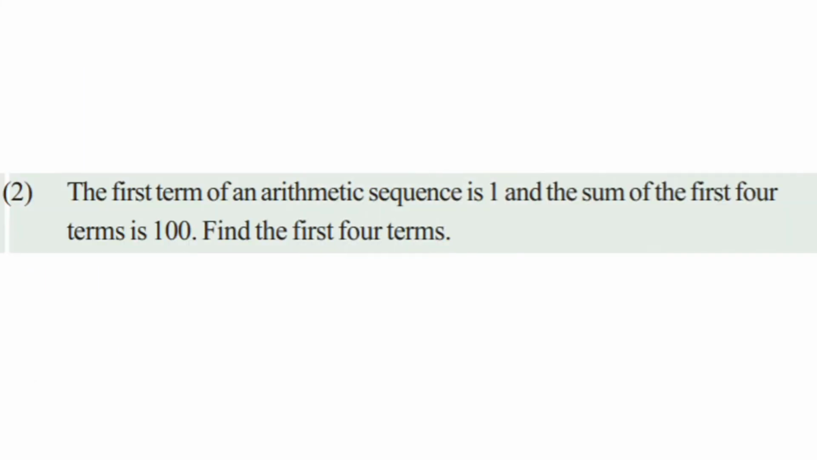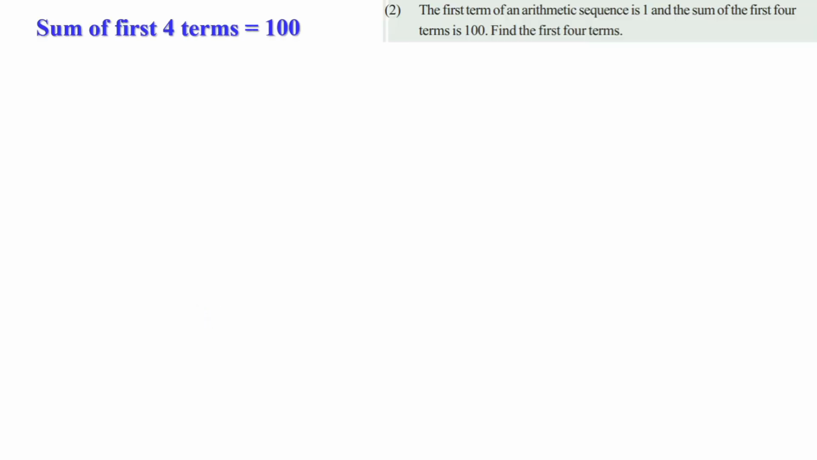Second problem: the first term of an arithmetic sequence is 1 and the sum of the first 4 terms is 100. Find the first 4 terms. Given that the sum of the first 4 terms is 100, since there are 4 terms, we can make 2 pairs and the sum of each pair is 50. That is, first term plus 4th term is 50 and second term plus third term is also 50. And we have been given that the first term is 1. Therefore the fourth term is 50 minus 1, or 49.